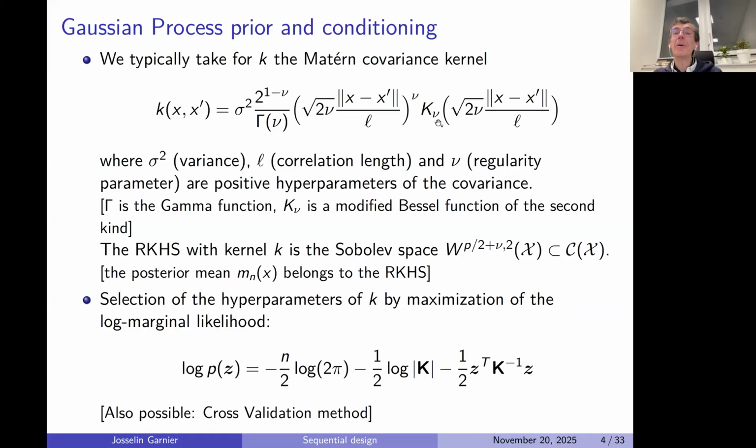the K_nu takes a very simple form. It's an exponential times a polynomial. And in fact, we just select nu amongst, let's say, 1/2, 3/2, 5/2. And beyond 5/2 is very close to the Gaussian. So that's a very empirical parameter to choose. Yes. Okay.